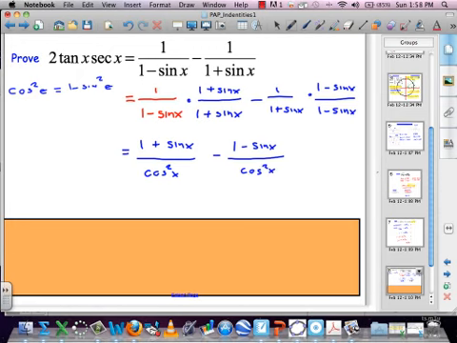Okay, now what? Well, we got the same denominator, so let's combine these fractions and see what we get here. Cosine squared x, the numerator is going to be what? Remember, we had to distribute this negative sign. So it's 1 plus sine x minus 1. Minus a minus, so it's a plus sine x.